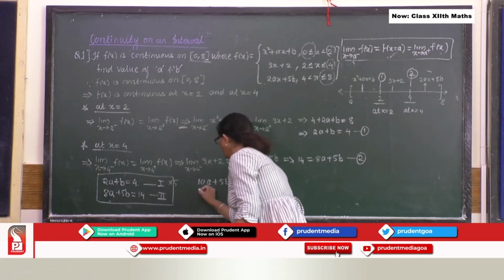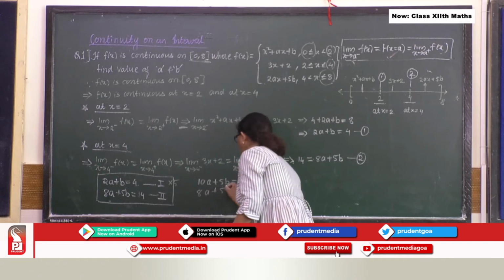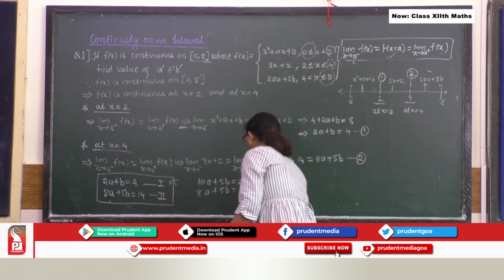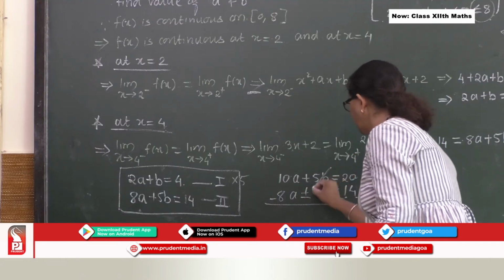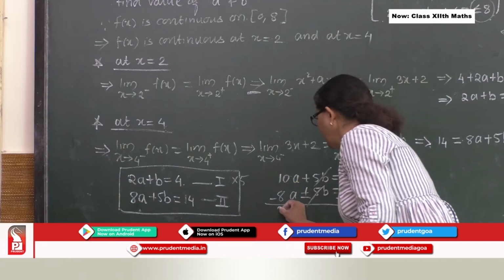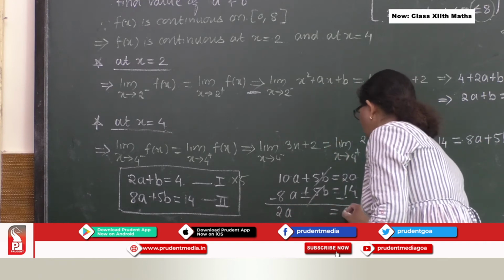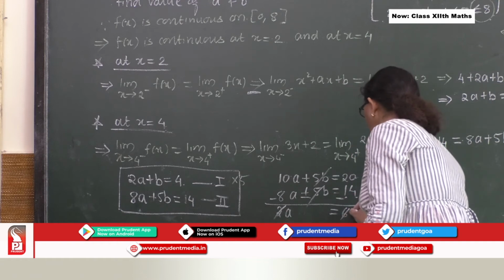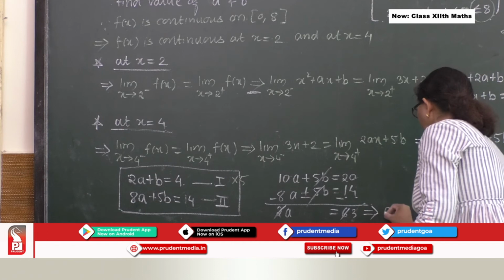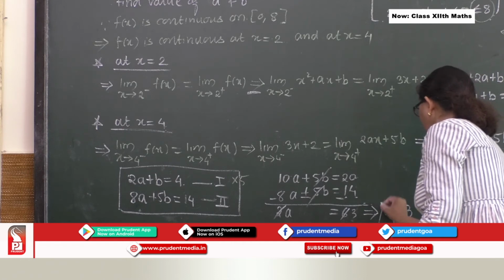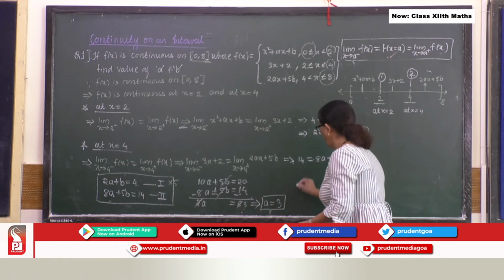Here I write 8a as it is plus 5b, which is equal to 14. I will change sign throughout and the 5b gets cancelled. So I will get 2a equal to 6. 2 3s are 6. So over here I get a equals 3. Done. Once I get a equals 3, what do I do?